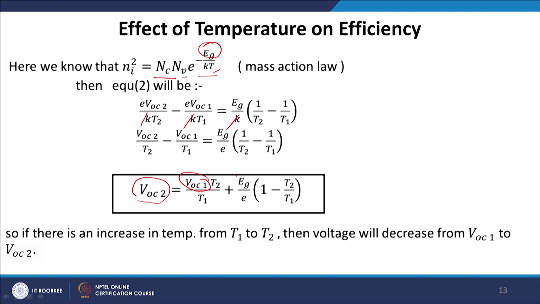So, if we keep the band gap fixed, that is for the same material, it depends totally on the temperature ratio T2 by T1. So, if there is an increase in the temperature from T1 to T2, the voltage will decrease from VOC1 to VOC2. So, if we increase the temperature, open circuit voltage decreases. Since the efficiency is proportional to the open circuit voltage, the total efficiency of the solar cell will decrease if we increase the temperature. That is why it is sometimes said that a solar cell operates best at low temperature.